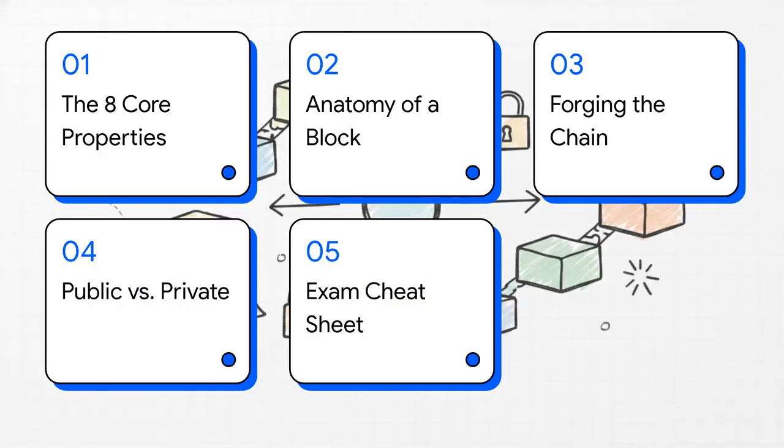So here's our game plan. We're going to build this thing from the ground up. We'll start with the 8 foundational properties, then we'll zoom right into the guts of a single block. From there, we'll look at how those blocks are actually chained together, we'll compare public and private networks, and then we'll wrap it all up with a super fast cheat sheet with all the critical points.